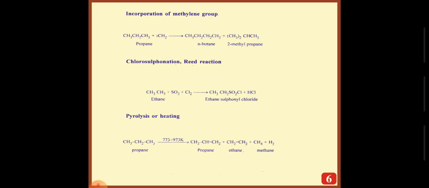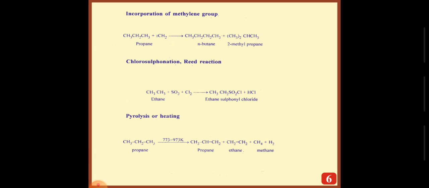Incorporation of methylene group. Lower alkane reacts with ketene or diazomethane in the presence of UV light and forms a mixture of higher alkanes. At the time of reaction, CH2 is obtained from ketene or diazomethane.